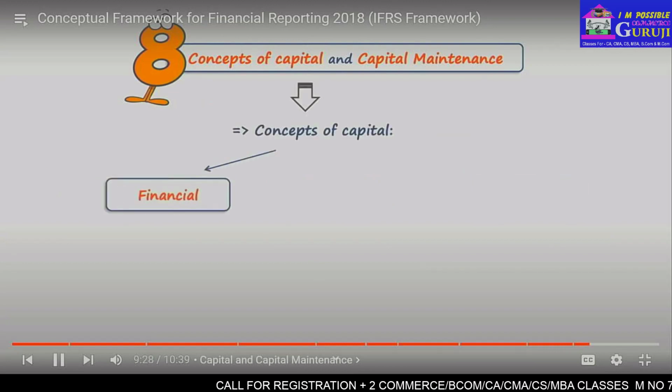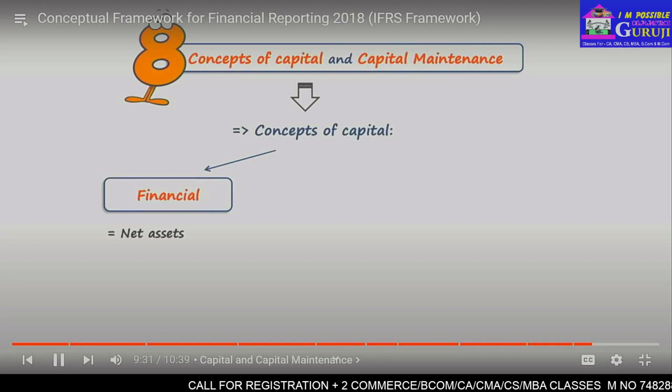Chapter 8 is about concepts of capital and capital maintenance. It is essentially copied from the previous version of the framework, so nothing new here. The framework explains two concepts of capital. Financial capital is synonymous with the net assets or equity of the entity.